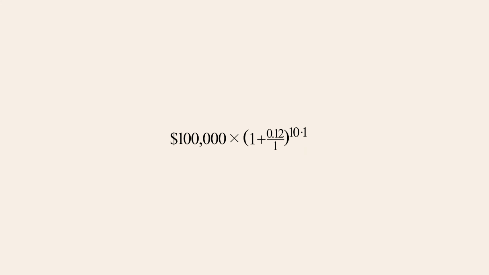The exponent 10 times 1 is then 10, and 0.12 divided by 1 is 0.12. Adding 1 to 0.12 gives us 1.12. And 1.12 raised to the 10th power is approximately 3.10585.